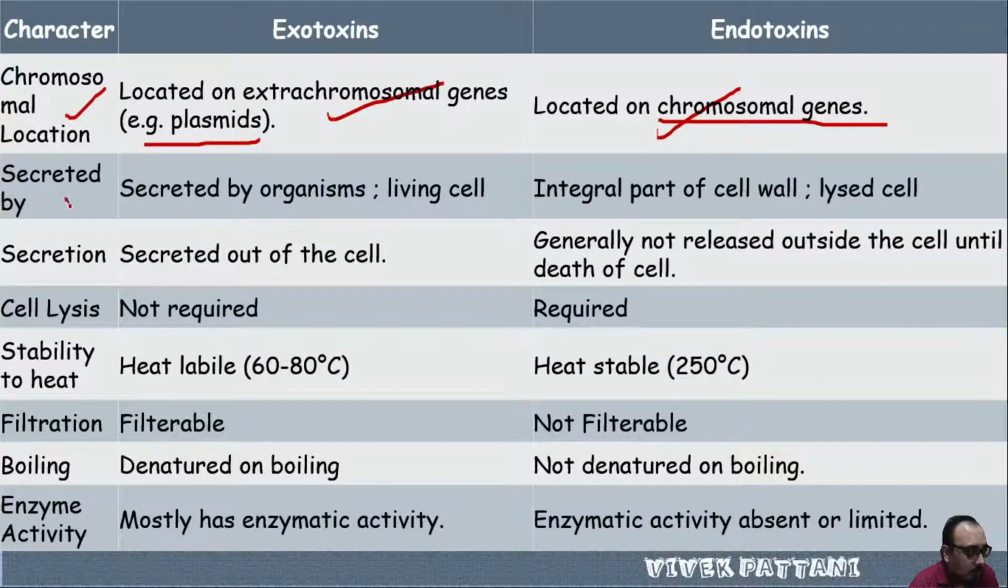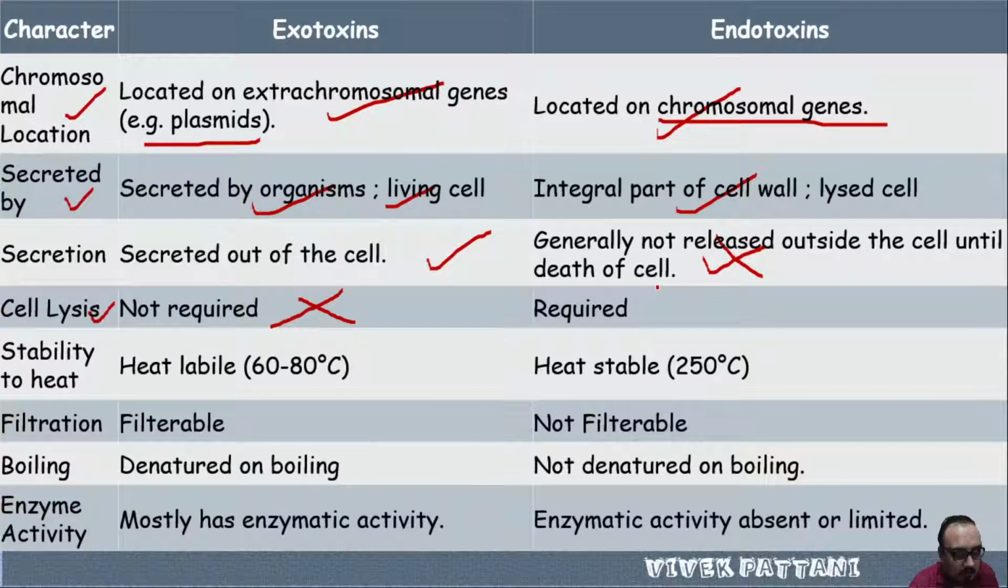Exotoxins are secreted by living cells. But in the case of endotoxins, as I told you, they are an integral part of the cell wall, and secretion occurs outside the cell only upon the death of the cell. For the extraction of endotoxins, cell lysis is needed, but in the exotoxin case it is not required because these toxins are basically released.